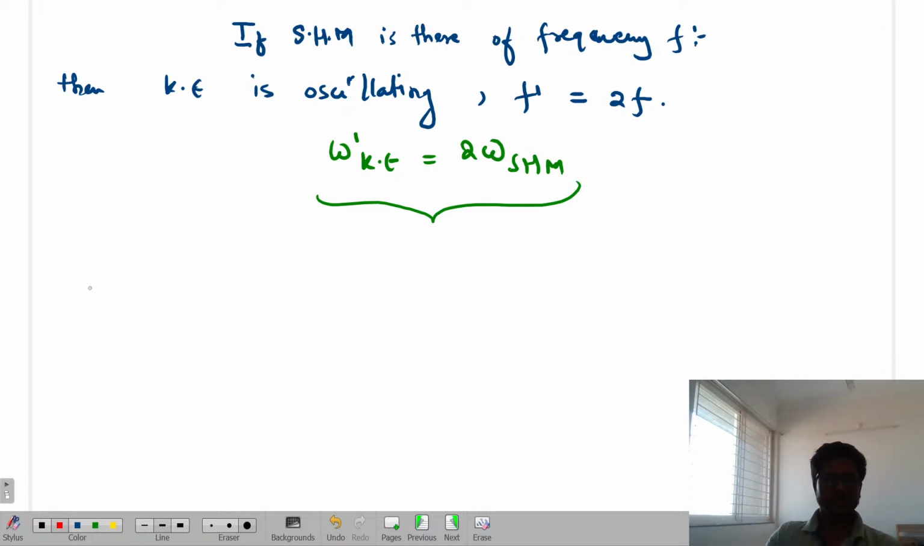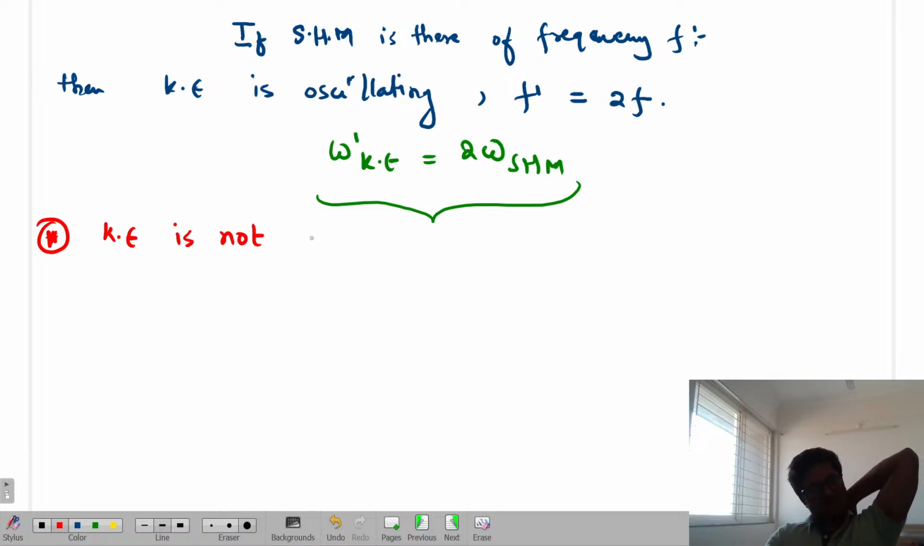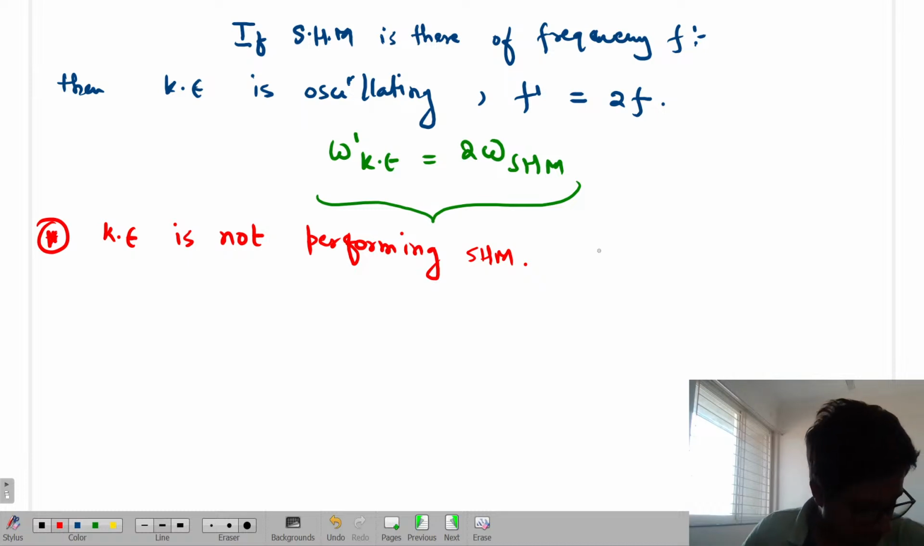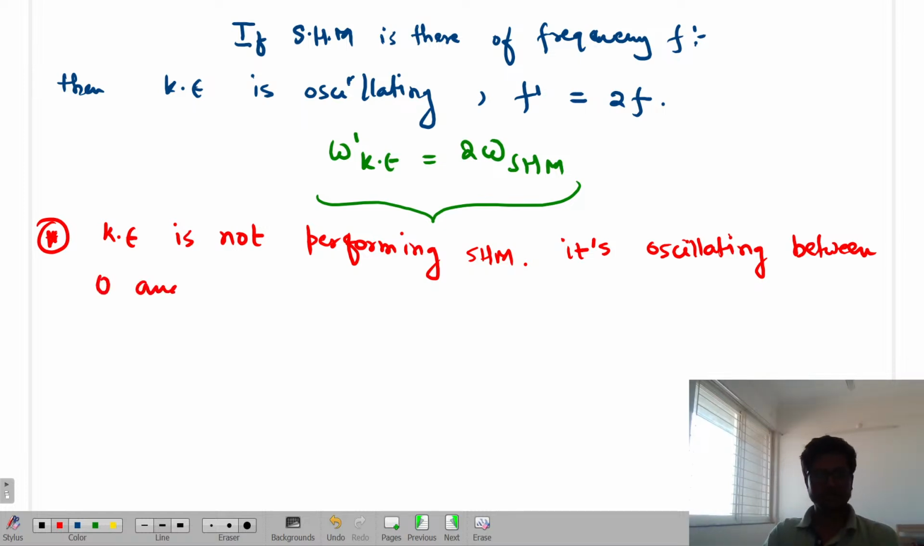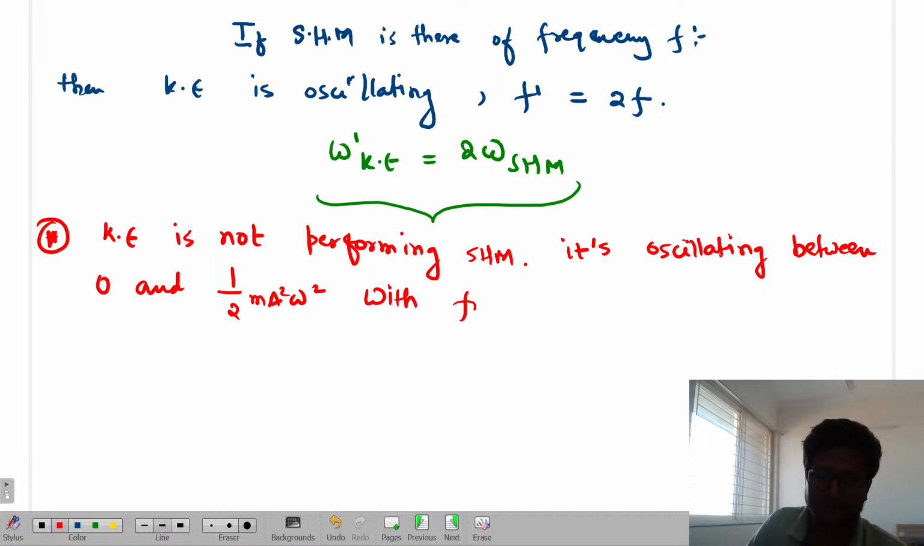So remember, here the kinetic energy is not performing SHM। ऐसा नहीं है कि kinetic energy ऊपर नीचे ऐसे बार बार SHM परफॉर्म कर रहा है, it's just oscillating। तो याद रखो, kinetic energy is not performing SHM। ठीक है, it's oscillating between दो चीजों के बीच में, बिटवीन 0 एंड 1/2 ma square omega square with frequency how much? 2 omega। Is that clear or not?